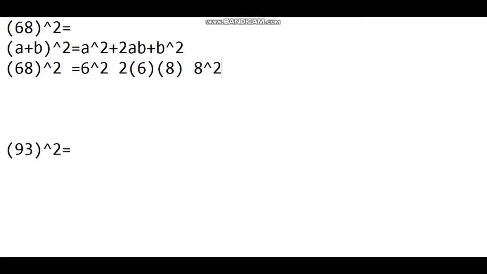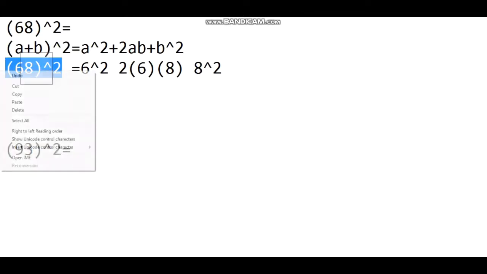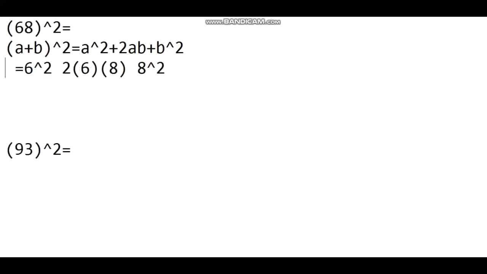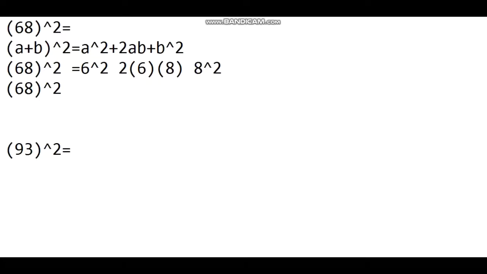Now just copy the expression, paste it on the next line, is equal to 36, 96 and 64.